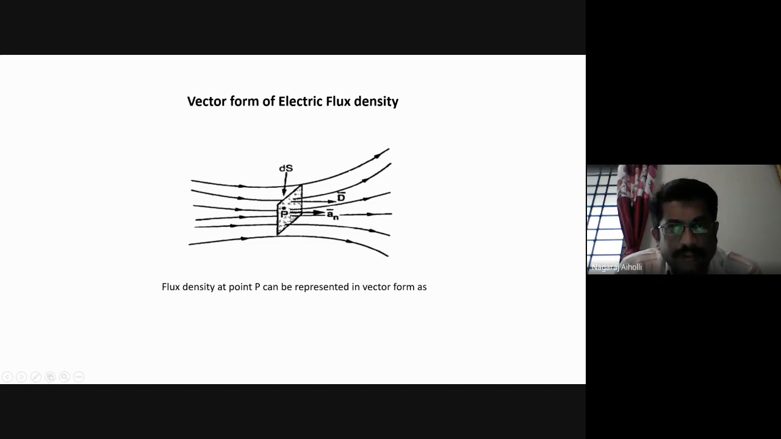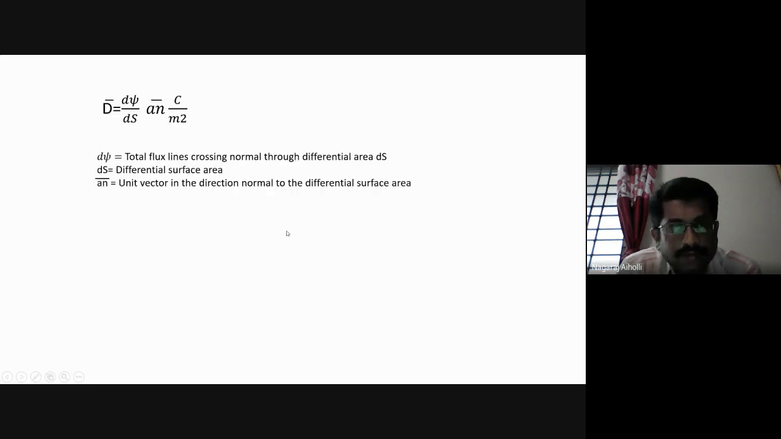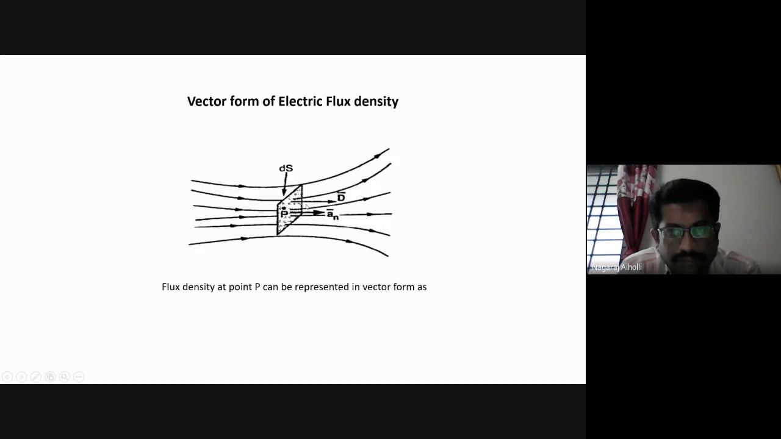The flux lines passing through the surface ds are perpendicular. It is shown in 3-dimensional. If you visualize this, the flux lines are normal, perpendicular to this surface ds. Fine. ds is the differential surface area, and an bar is the unit vector in the direction normal to the differential surface area. It is also perpendicular to ds.